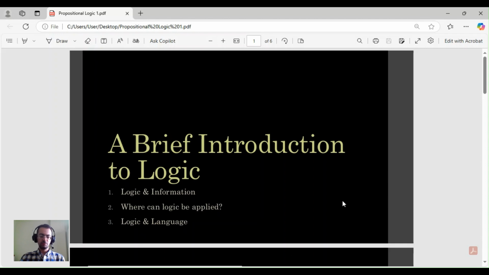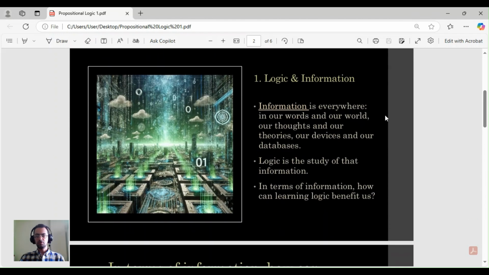Let's start with the first subtopic: logic and information. What can we say in this context? Information is everywhere, in our words and our world, our thoughts and our theories, our devices and our databases. And logic is a study of that information.